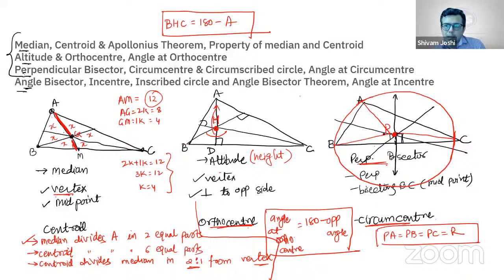And what is the angle at the circumcenter? BPC is equal to twice the opposite angle, or you can say twice of A. This is the property of perpendicular bisector and circumcenter. BPC is twice of A, that is the angle at the circumcenter.